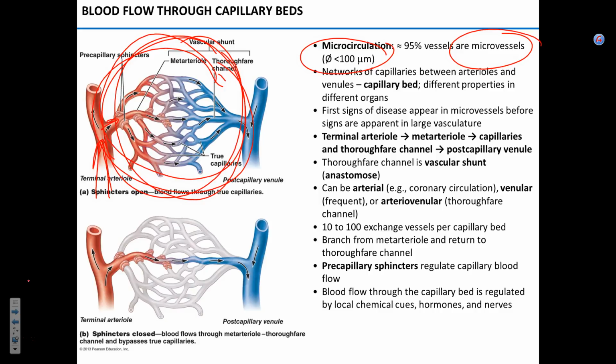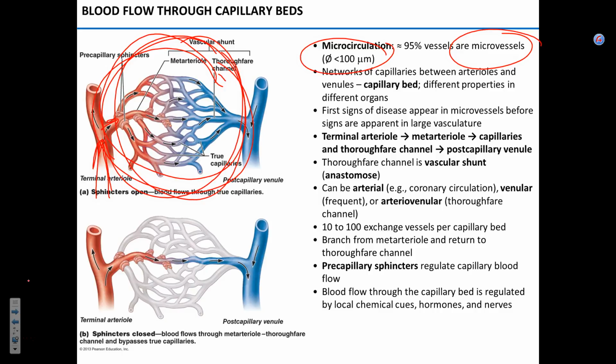There's a lot of exchange going on. That's why the studies of microvessels are so important. The first signs of cardiovascular disease appear in the microvessels. So even if the person may not show any signs of atherosclerosis or endothelial dysfunction in the large vessels, in the small ones, signs are already going to be obvious. Does that make sense? Okay.